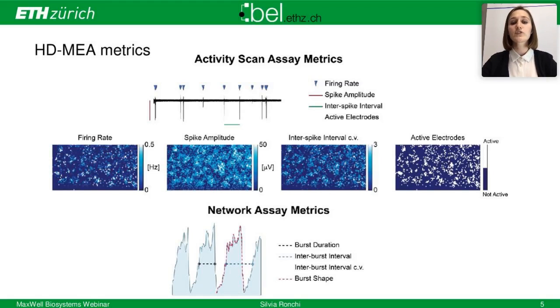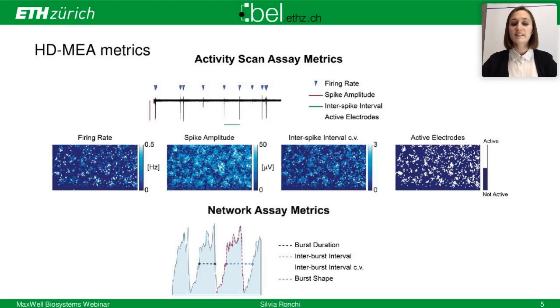And in particular, we could also derive the coefficient of variation of the interspike interval, which gives a measure of the spike regularity. And lastly, we could compute the number of active electrodes over the total number of electrodes. The active electrodes are the ones that pass some thresholds, for example, on the firing rate and on the spike amplitude.